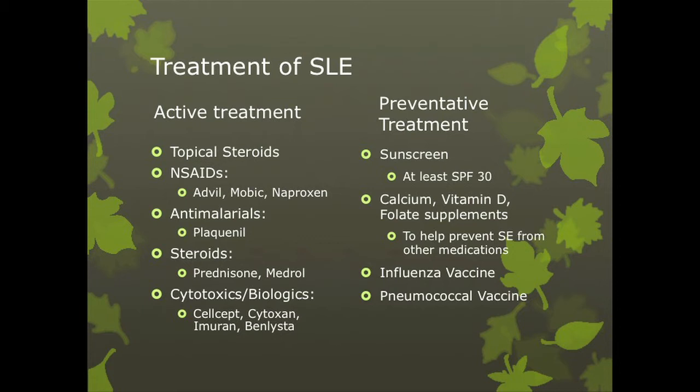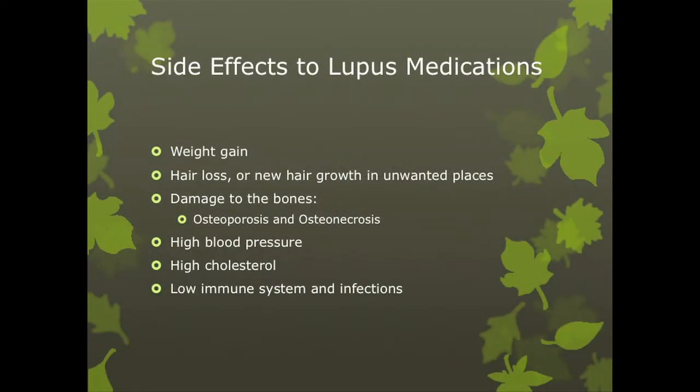Active treatment can include steroids, whether topical for rashes, NSAIDs or non-steroidal anti-inflammatory medications for joint pain, antimalarials or Plaquenil, hydroxychloroquine. This is something that I'm sure you're familiar with. Steroid medication, and of course the cytotoxic or biologics. As you know, medications can be very complicated. They can be very difficult to use, very difficult to comply with at various times. And one of the reasons is because of the side effects that people experience. You may note weight gain, hair loss, new hair growth in unwanted places, damage to the bones, high blood pressure, high cholesterol, and a reduction of your immune system response to infection. And these are all side effects from steroids.